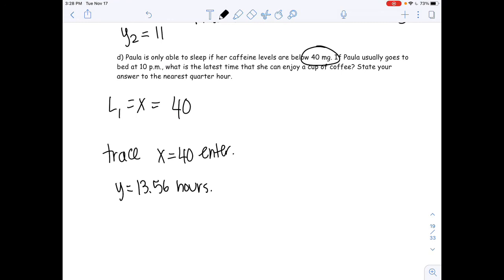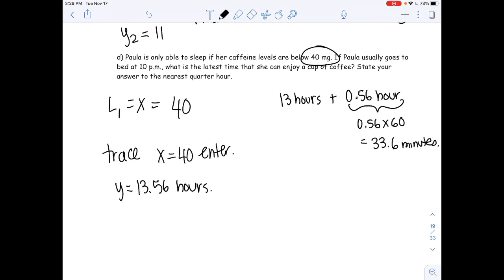Okay. So what we need to do is figure out first what that is in hours and minutes. So we know that 13 hours, and we have 0.56 hours as well. So 13 plus 0.56, because we want to separate the whole number and the decimal value. We need to convert this into minutes. We don't want this 0.56 hours. So we're going to take that 0.56 and multiply it by 60. If you do that, you should get 33.6 minutes, which we can round right now to 34 minutes. Okay, we'll look at the quarter hour later on.